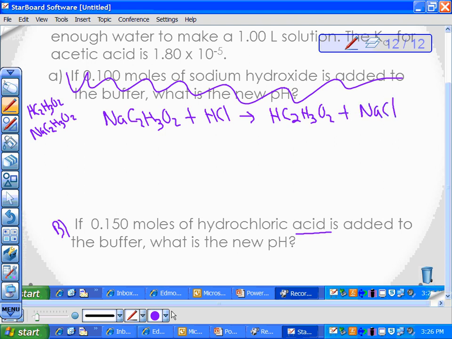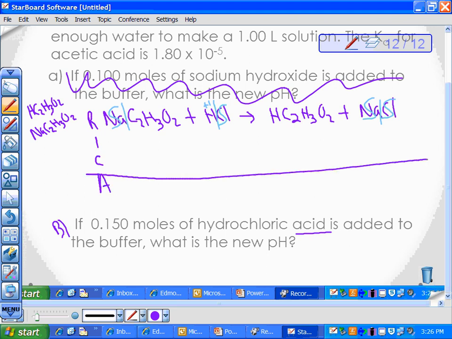If we do the net ionic, let me just switch colors here. This will slash, and this is going to be our spectators. This will also slash. Can you see what NaCl is going to be doing? It's just going to be spectating. So instead of a RICE table, we're doing a RICA table. So we're going to be using moles.